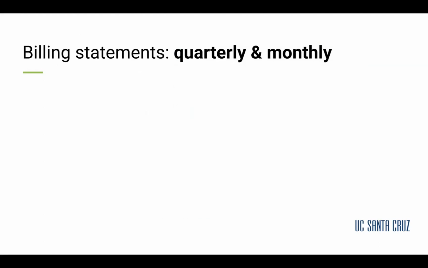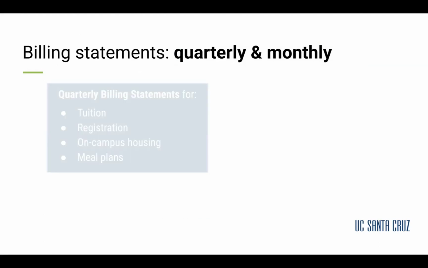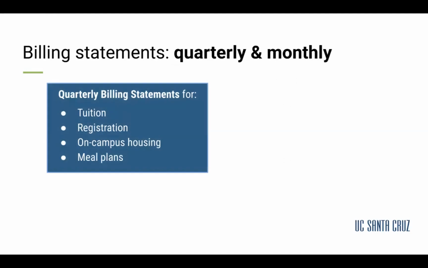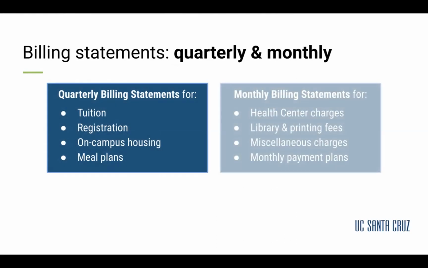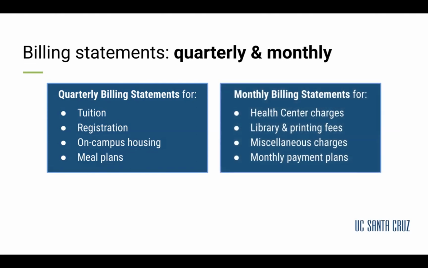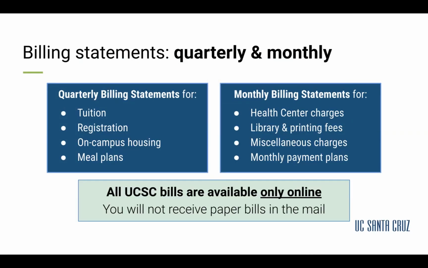UCSC has two different kinds of bills: a quarterly bill with charges for tuition, registration, on-campus housing, and meal plans, and a monthly bill with health center charges, library and printing fees, miscellaneous charges, and monthly payment plan charges. All UCSC bills are electronic and available online only, so neither you nor your student will receive a paper bill in the mail.